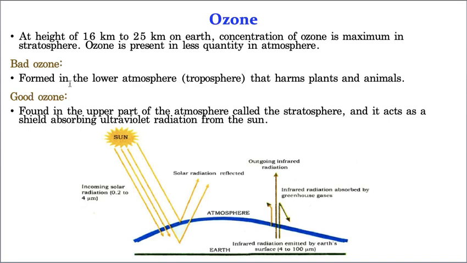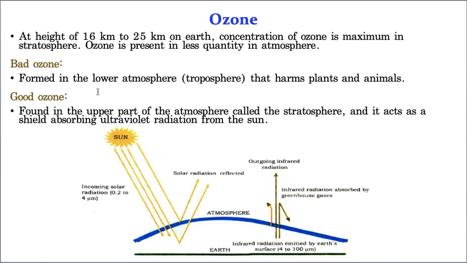Whereas bad ozone means in the troposphere, if the ozone is formed. The actual position of the ozone is the stratosphere, but instead of the stratosphere some amount of ozone is forming in the troposphere. If the ozone formation is noticed in the troposphere, then it causes harm to the plants and animals. That type of ozone is called a bad ozone.